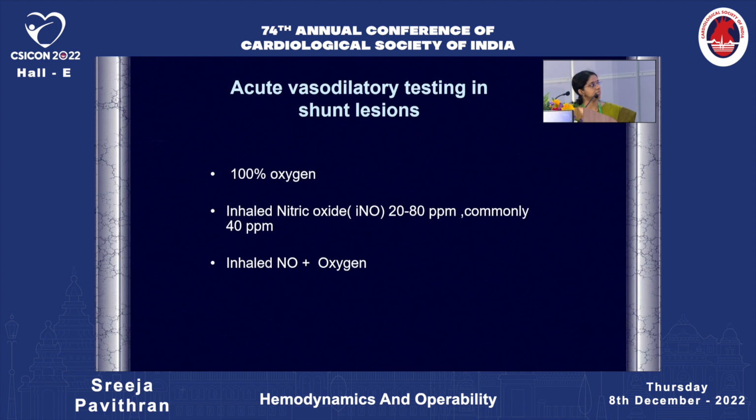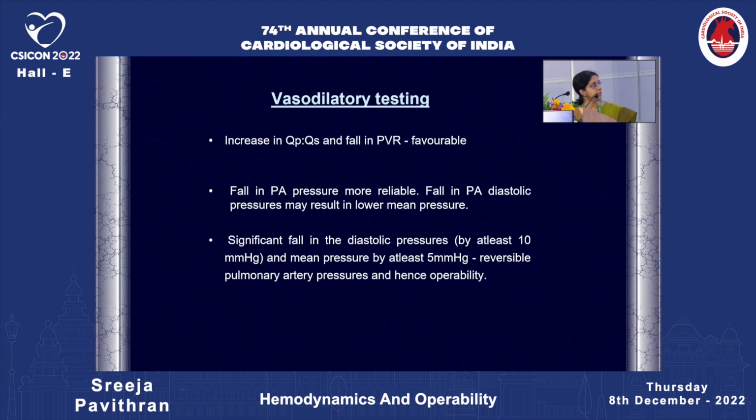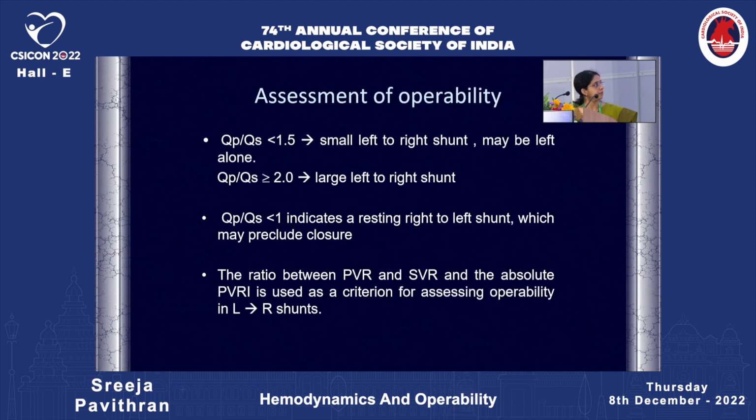Coming to vasodilatory testing, we generally use 100% oxygen, inhaled nitric oxide, or more commonly a combination of inhaled nitric oxide and oxygen. When we do vasodilatory testing, an increase in the QP and a fall in the PVR are favorable signs. Fall in the PA pressure is more reliable. As you are giving the nitric oxide, keep watching the trace of the aorta and the pulmonary artery. The diastolic pressures will tend to fall in a reactive pulmonary vascular bed. That is a sign which you can see in front of your eyes, which will indicate a reactive pulmonary vascular bed and operability.